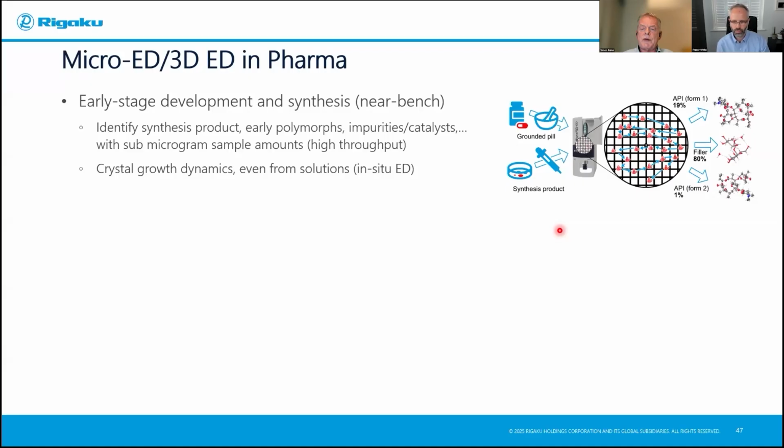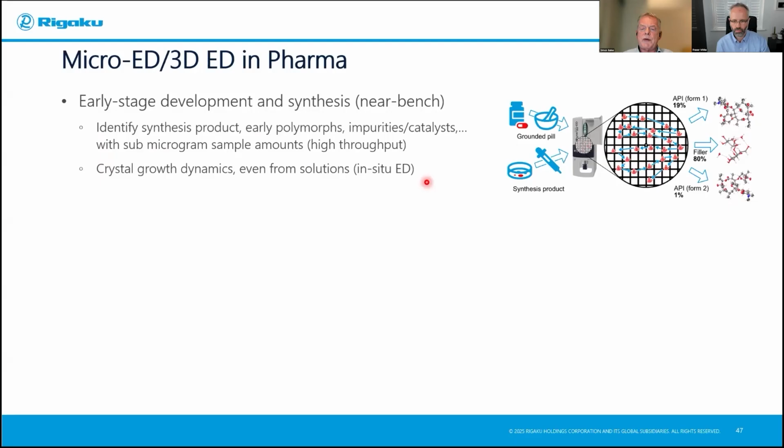You don't need to purify. You need nanograms of material. It works with powders. You don't have to grow singles. It's a tremendously powerful tool to have in the lab. So at the early stage, we're looking at synthesis processes, early polymorph screening, looking at the effects of impurity fields, how that generates all these metastable polymorphs.